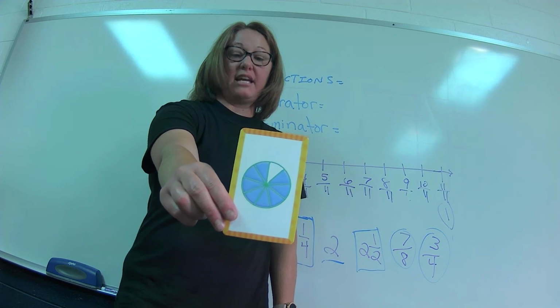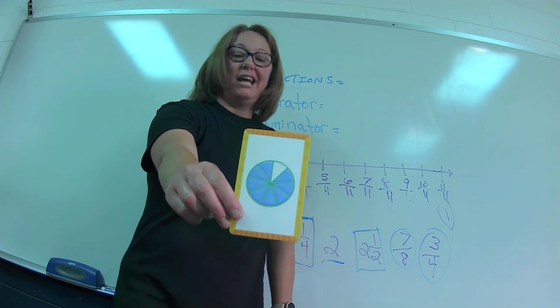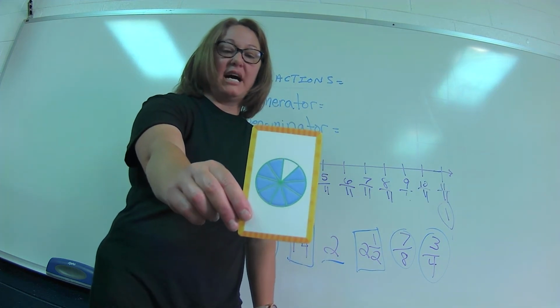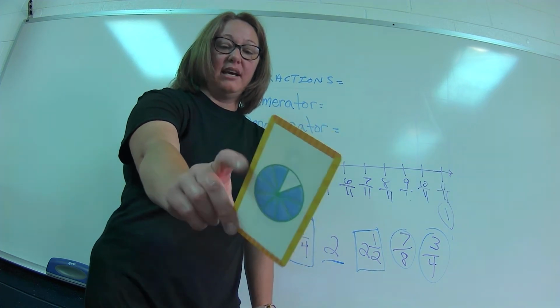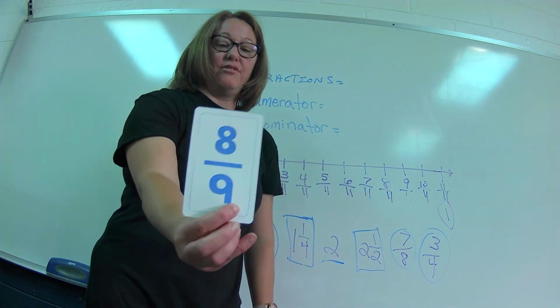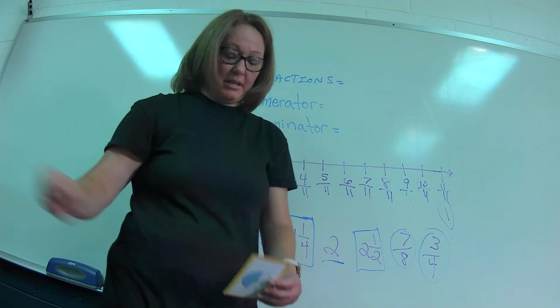Here, you have 9. So you have a cake. You have a pie. How about that? And you have 9. You've made it into 9 available pieces. And you have 8 guests. And they all want a piece. So you have used 8 ninths.